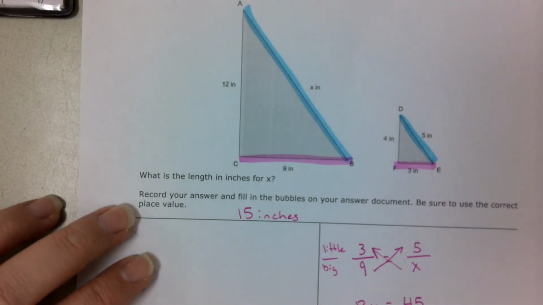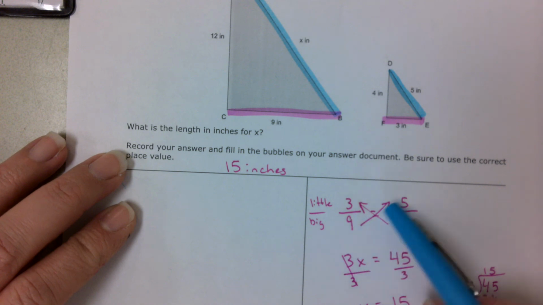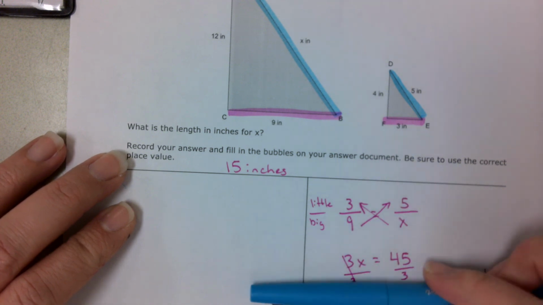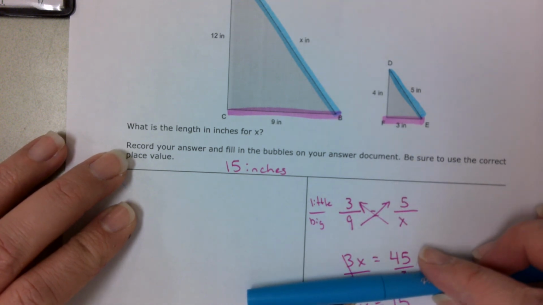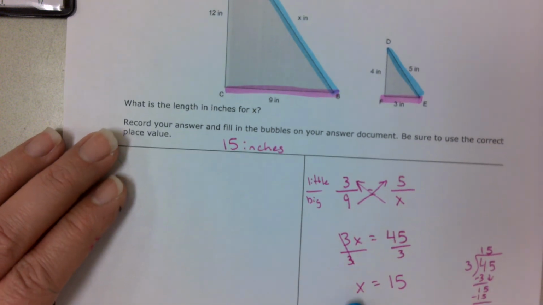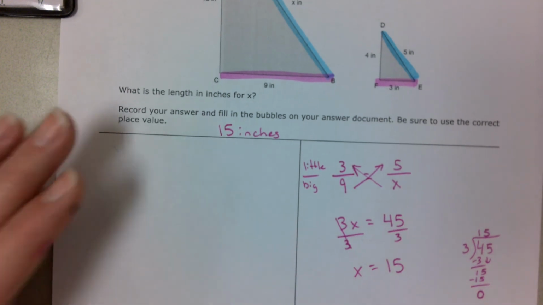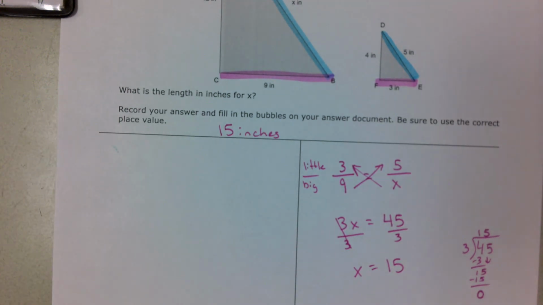Then I cross multiplied. 3 times x is 3x. 9 times 5 is 45. So at that point, I'm trying to solve for x. Divide by 3 on both sides. I have x equals 15. So we have 15 inches as our length for x.